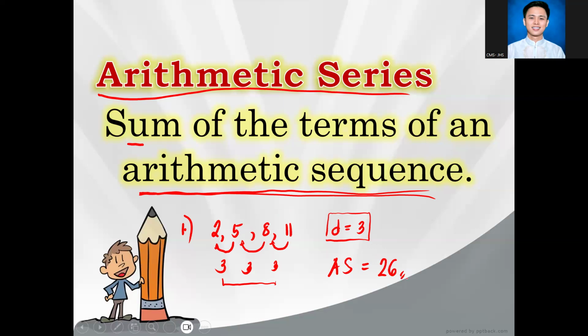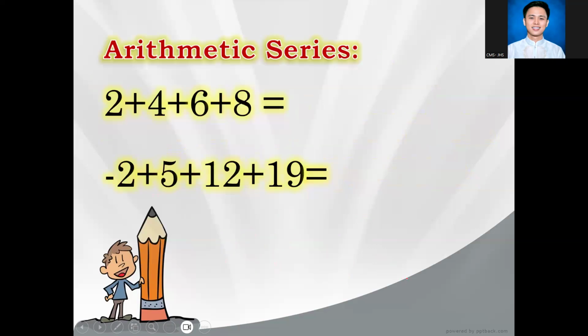Clear. Arithmetic series is the sum of the terms of a given arithmetic sequence. Another example, 2, 4, 6, 8. Whenever we add, we are pertaining to its series. So 2 plus 4 is 6, plus 6 is 12, plus 8 is 20. So the arithmetic series or the arithmetic sum is 20.